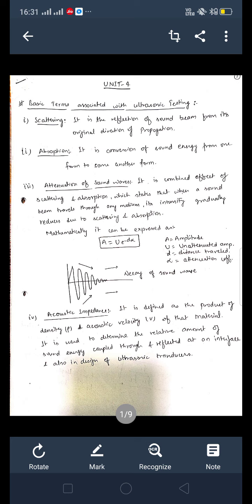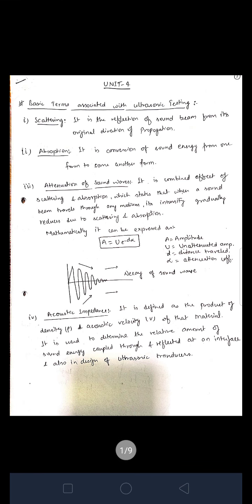Here I am going to start unit number 4 of non-destructive testing. Before we start unit number 4, we discussed in the previous lecture and video some numericals based on the Bragg's law equation. So here I am going to start unit number 4.